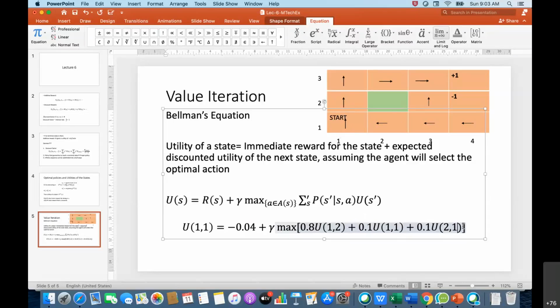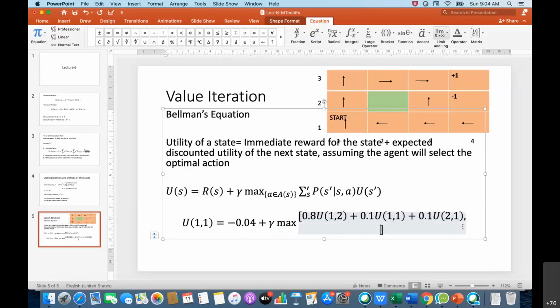For the intended action up, this is what the utility could be. Okay, this is for up. Now there comes another possibility: that its intended action might be going to say left. Left is the intended action that it is having.